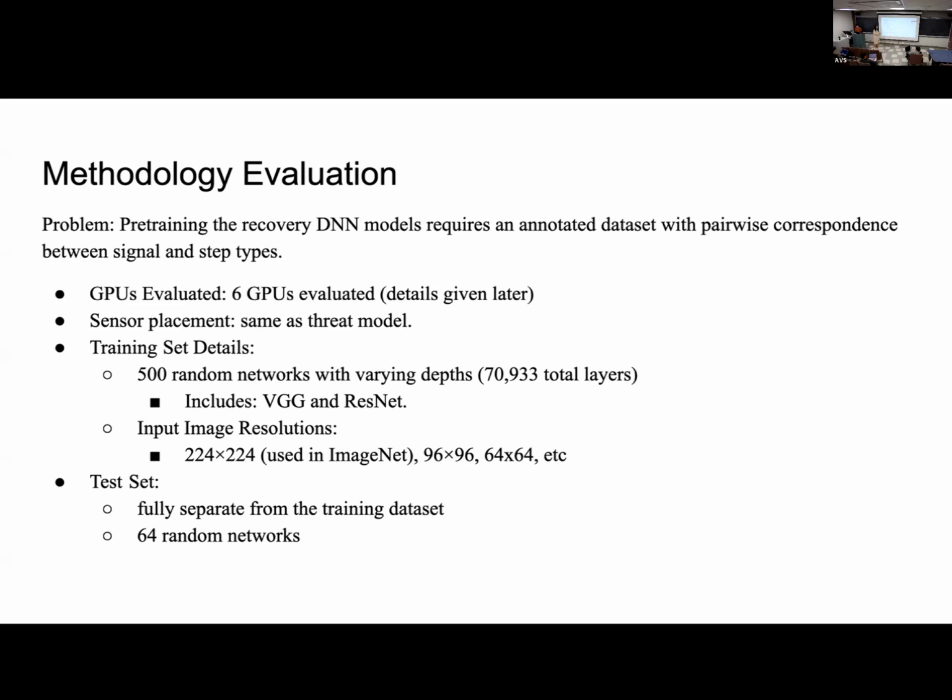Actually, they randomly generated 500 networks, and they use varying depths here. There are over 70,000 total layers used in the training data set. And all of these also include some well-known structures like VGG and ResNet. And for the input images they use, they also have a bunch of choices, like the size of ImageNet or the size of CIFAR-10. And for test data sets, they use fully separate data, and they choose 64 random networks for testing here.